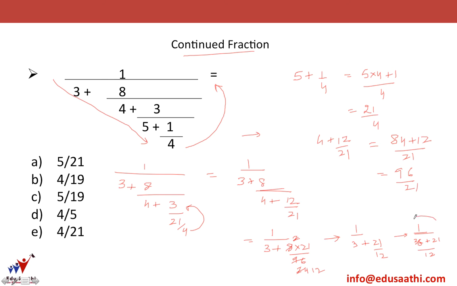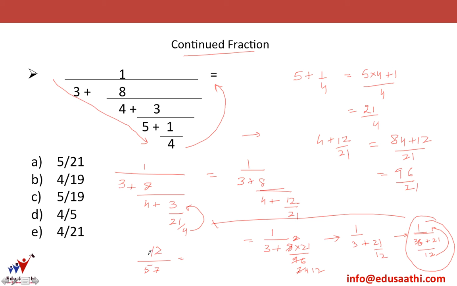So this is my final answer. I'll just simplify this over here. The answer is going to be 12 because this 12 will move to the numerator as we cannot have two denominators, divided by 36 plus 21 is 57. Now we have to portray this into the simplest form.